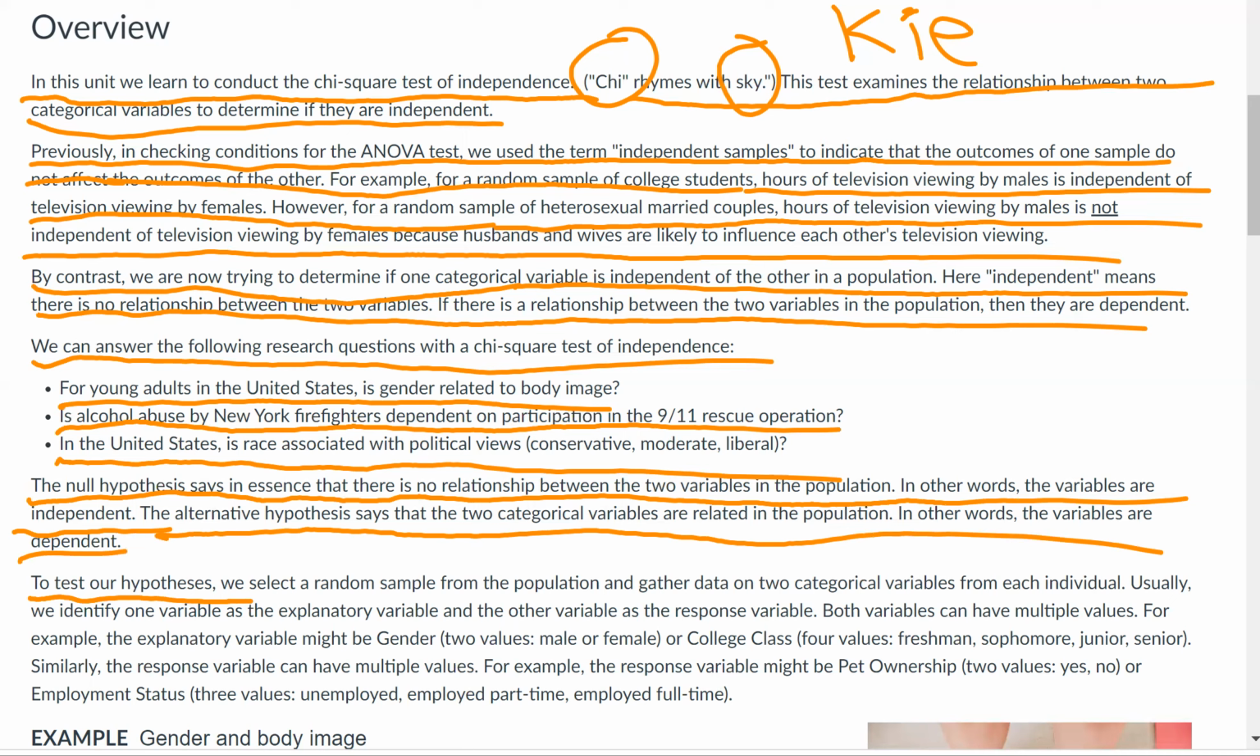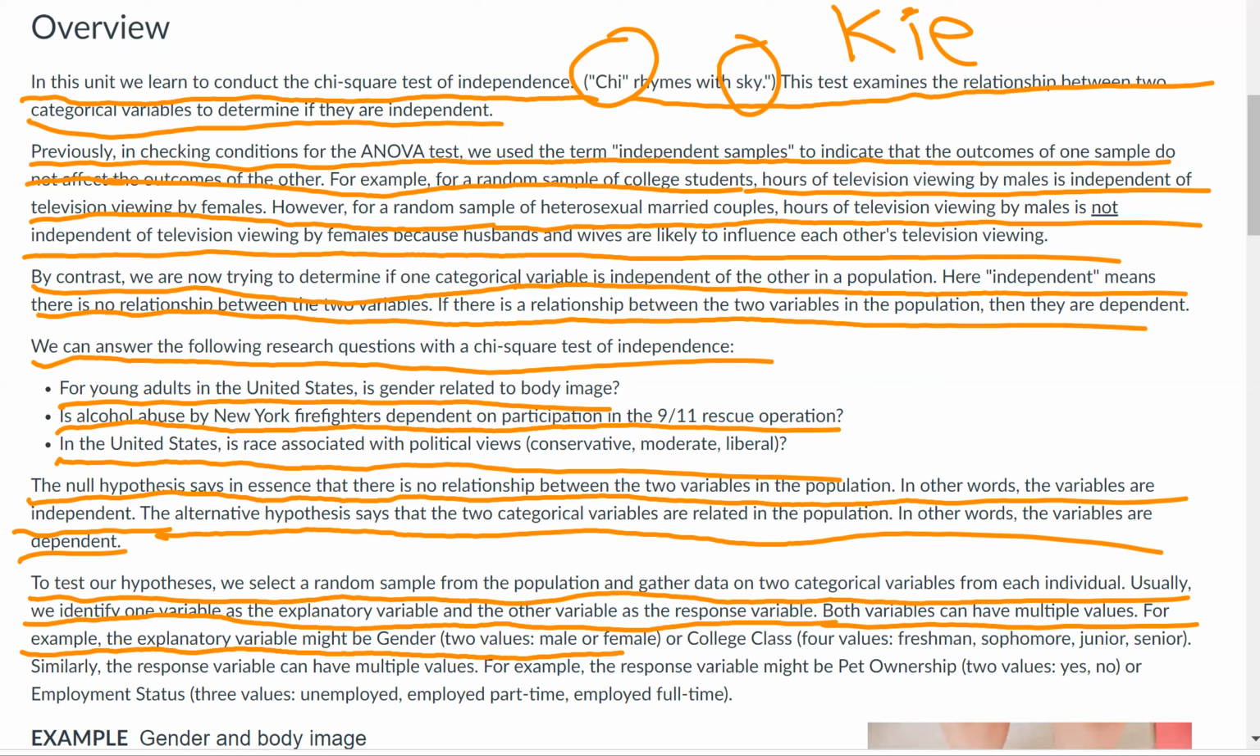To test our hypotheses, we select a random sample from the population and gather data on two categorical variables from each individual. Usually, we identify one variable as the explanatory variable and the other variable as the response variable. Both variables can have multiple values. For example, the explanatory variable might be gender, 2 values, male or female, or college class, which is 4 values: freshman, sophomore, junior, senior. Similarly, the response variable can have multiple values.